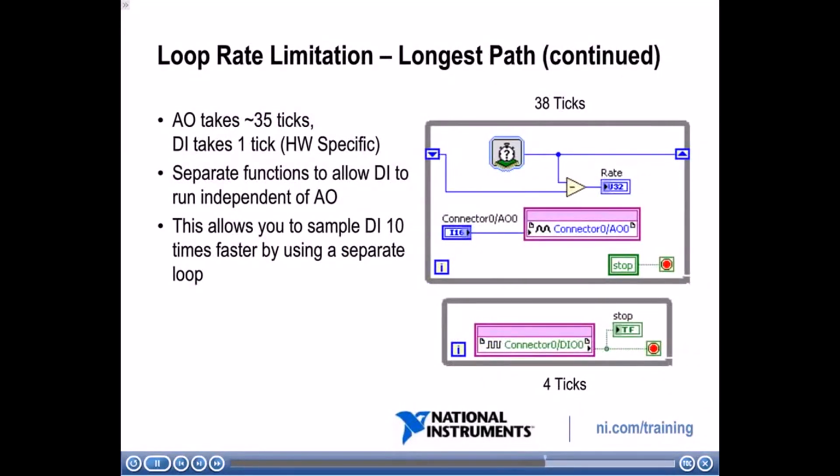So notice over here in this slide, what we've done is we've separated the analog output from the digital input. So now the analog output loop that we see at the top is taking about 38 ticks to run. And if we take a look at that bottom loop, because it's in a separate loop, the digital loop is able to run much faster. It's only going to take 4 ticks.